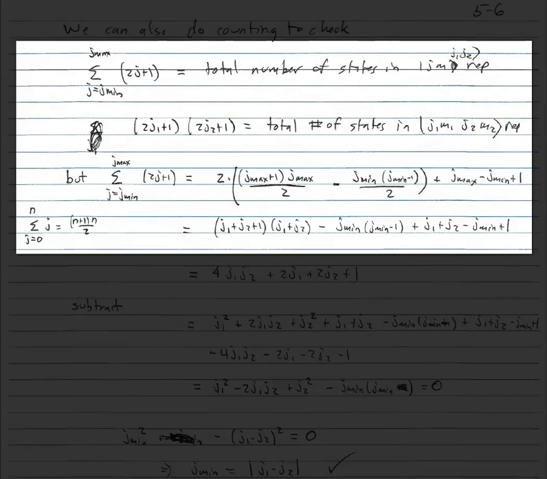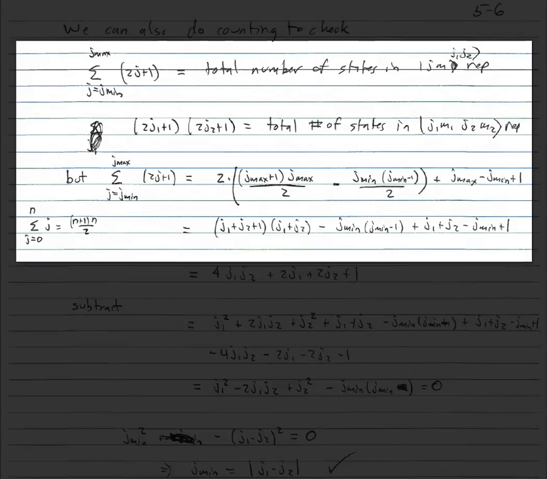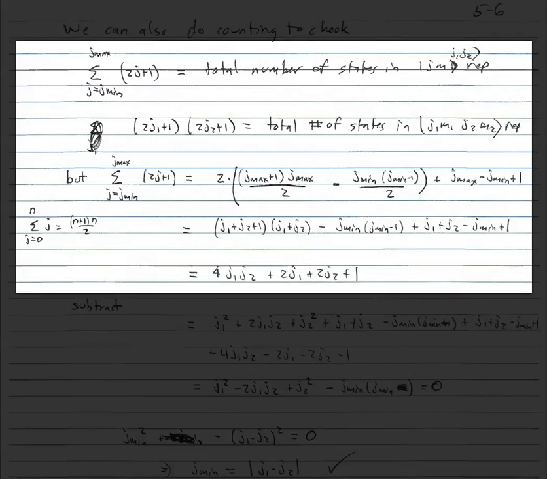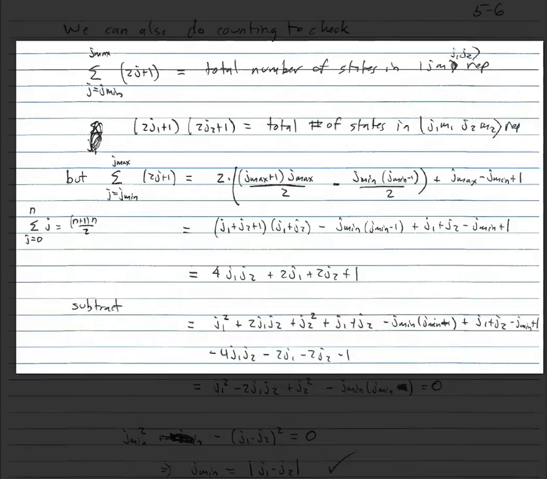And now I'm going to equate that with what it must be from the product state, which was the 2j1 plus 1 times the 2j2 plus 1. We multiply that together, we get 4 j1 j2 plus 2 j1 plus 2 j2 plus 1. I'm going to subtract these two equations from each other. So the first equation, when I expand that out, I'm going to get a j1 squared plus 2 j1 j2 plus j2 squared. I'm going to get a plus j1 plus j2 minus j min times j min minus 1 plus j1 plus j2 minus j min plus 1. And then I'm subtracting off the other term, which was minus 4 j1 j2 minus 2 j1 minus 2 j2.